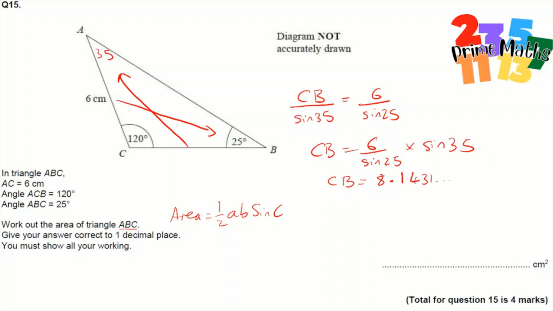Keep this value in your calculator when you're working out the area. So our area is a half multiplied by either side of the angle multiplied by sine 120, and we end up with an answer here of 21.2.